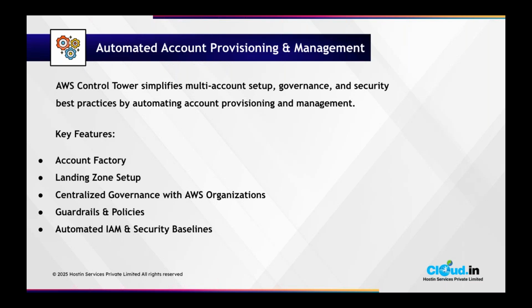Next are guardrails and policies. With guardrails, organizations can ensure that every AWS account follows security policies automatically, and this will also reduce risk and compliance headaches. Last is automated IAM and security baseline. This ensures that only authorized users have access to critical resources, reducing the risk of misconfiguration and security breaches.